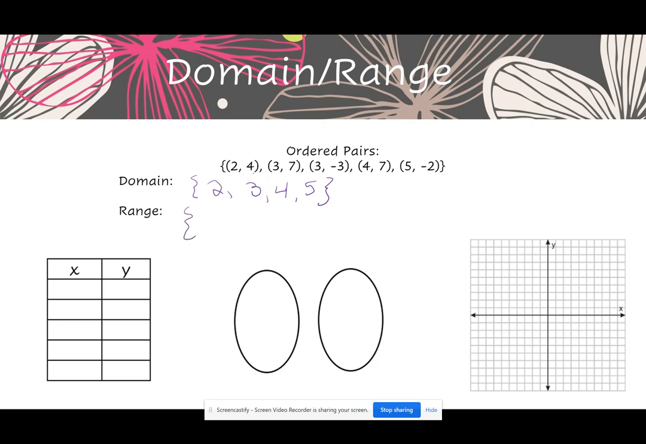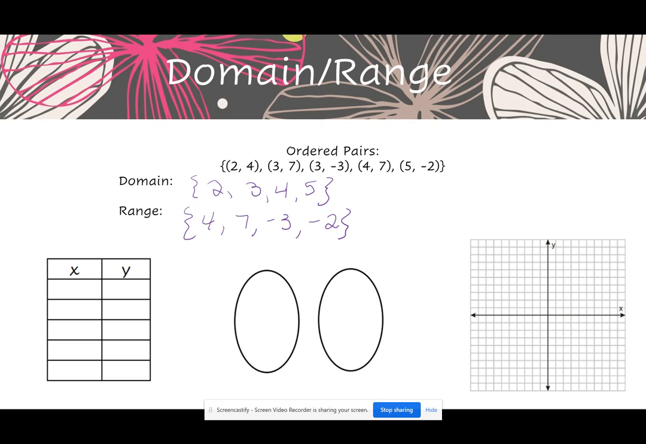Your range, you're going to list out all your y values. And again, if they repeat, you don't need to write them twice. So we have 4, 7, -3, 7's already there, so -2. So that's your domain and range.